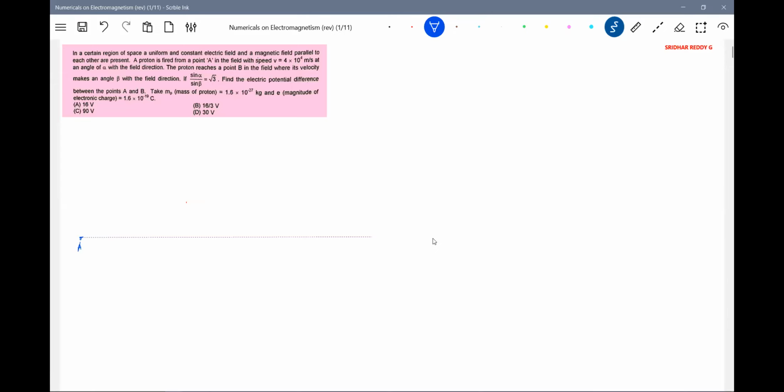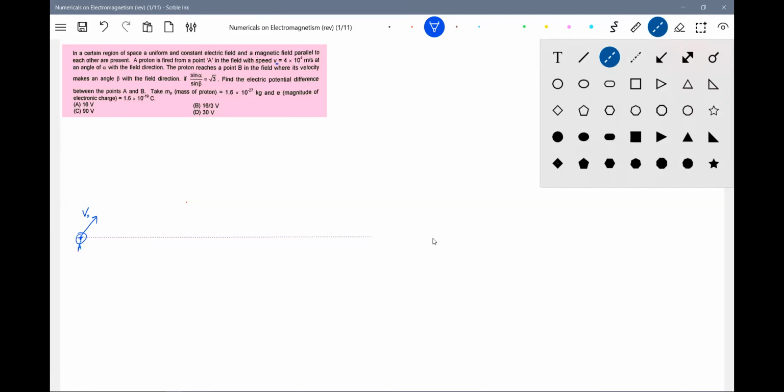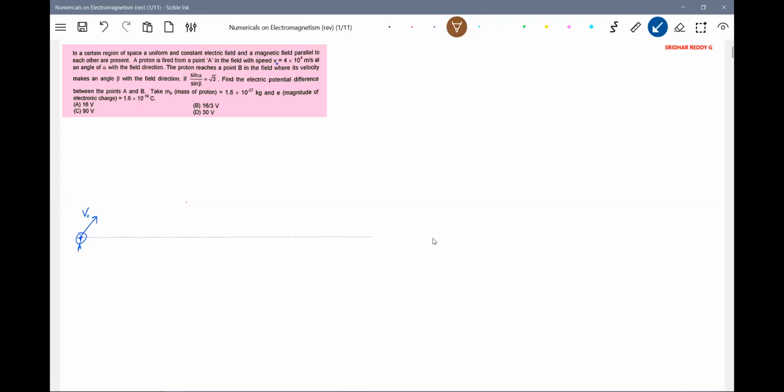In the field, with a speed at an angle of alpha with the field direction. Okay, this is the proton, the positive charge, proton here. So it is fired with a speed V, or V naught, I will write it, it will be easy for us. Then how is the direction of E bar and B bar? The question itself is telling us they are like this, parallel to each other.